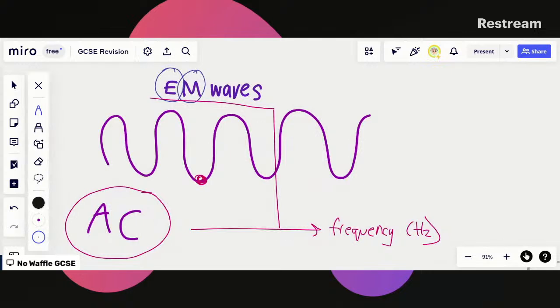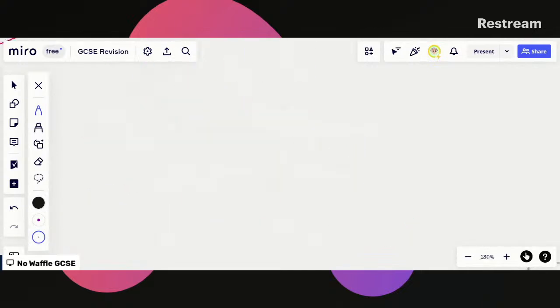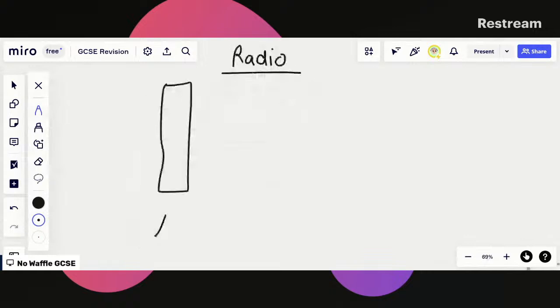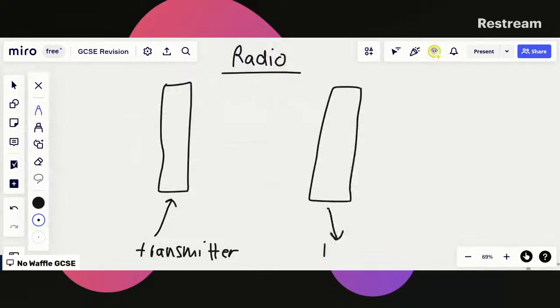Now you can produce radio waves, as we said, using an alternating current in an electric circuit. In order to produce radio waves, which is just a specific type of wave, what you're going to need is firstly what we call a transmitter, and then on the other side you're also going to have a receiver. The purpose of the transmitter is to have these alternating currents.